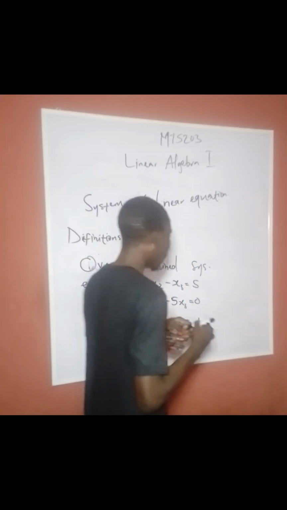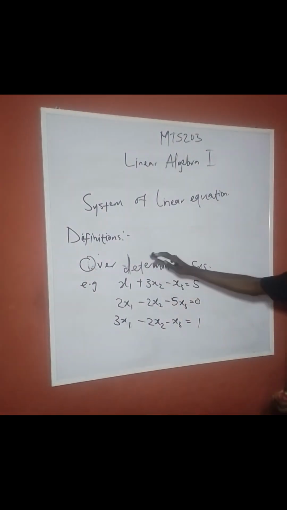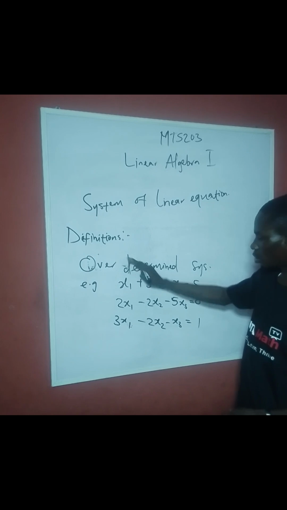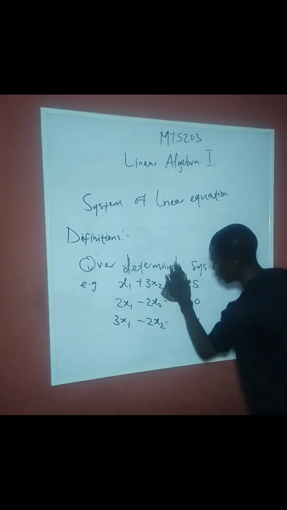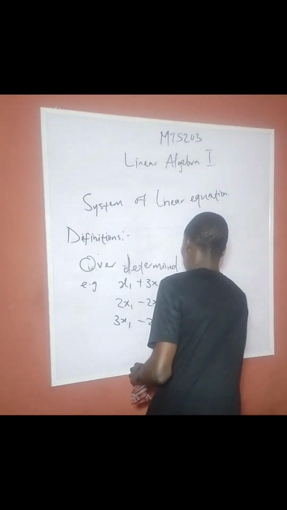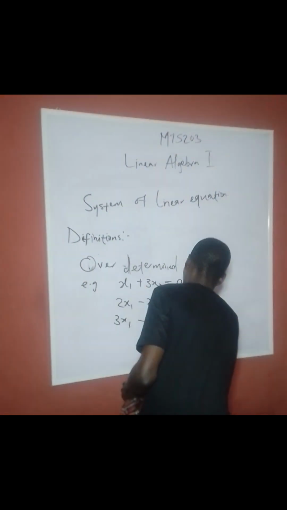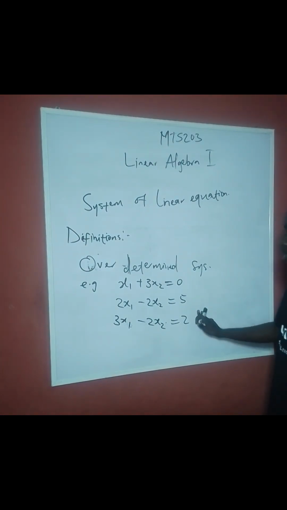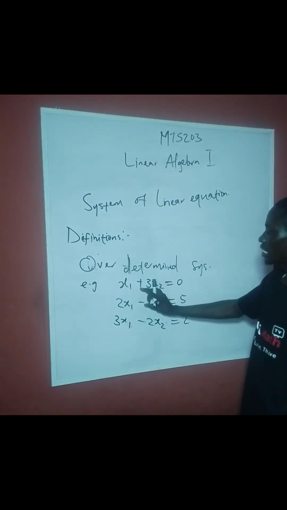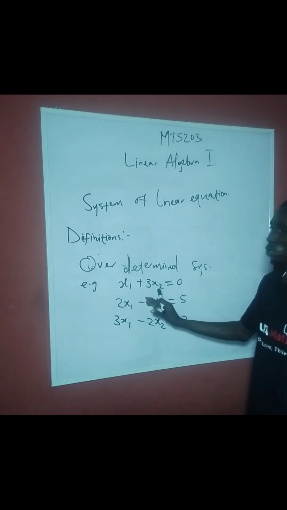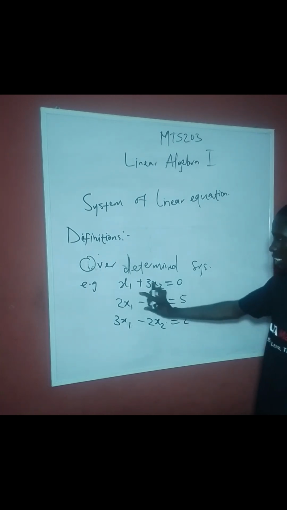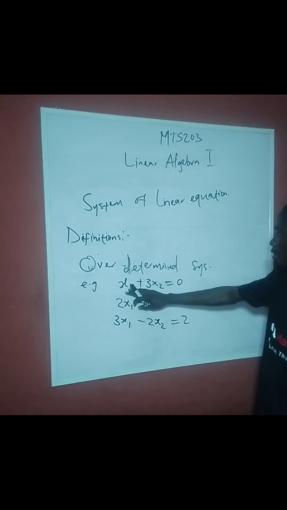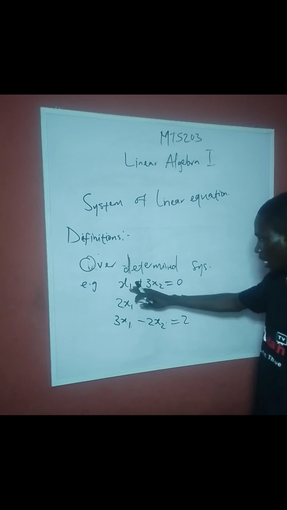Overdetermined is the case whereby we have more equations than unknowns. Let's say my unknowns are just x1 and x2, and I have three equations. This is an overdetermined system of linear equations. The characteristic of this is that it has either no solution or a unique solution. Here I have just two variables, x1 and x2, and three equations.